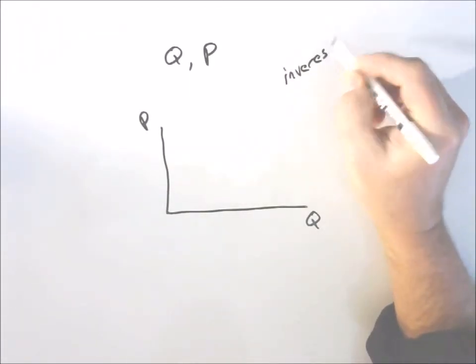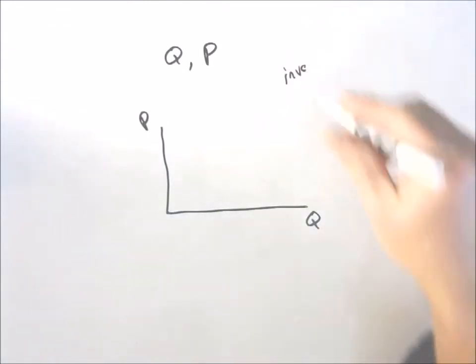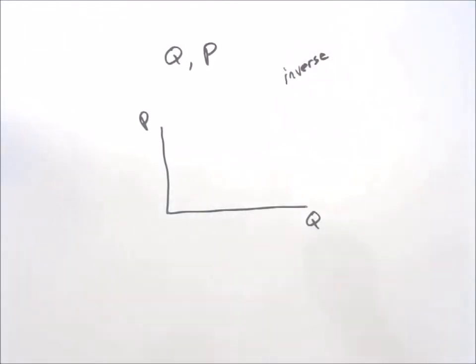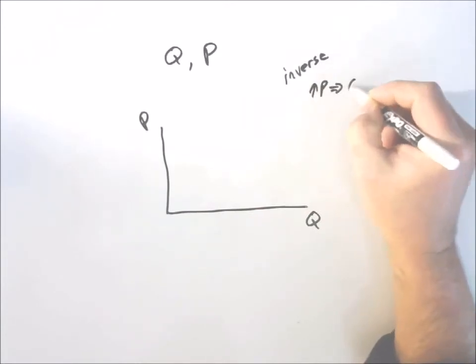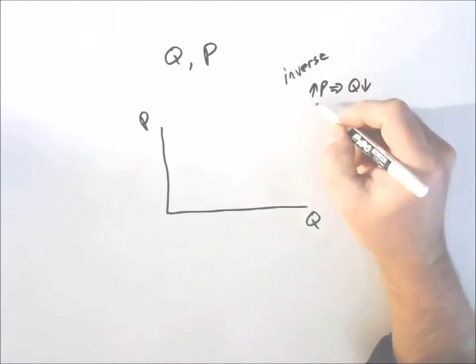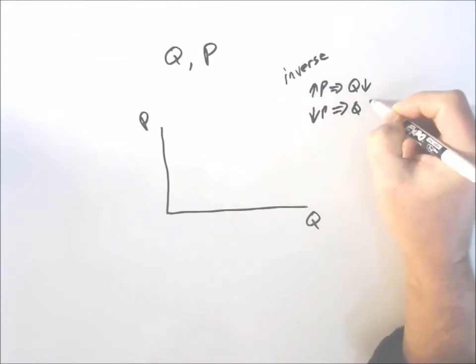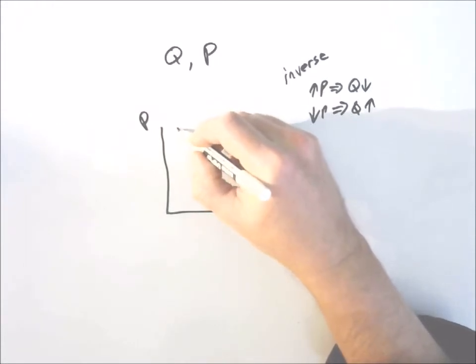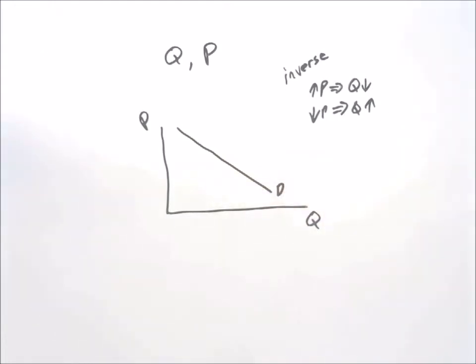Let's see, inverse relationship. What that means is that when prices rise, the quantities you desire fall, and when prices fall, the quantities you desire rise. Now, how can we graph that? Well, that would be a line with a negative slope. And believe it or not, we've just modeled demand for a product.